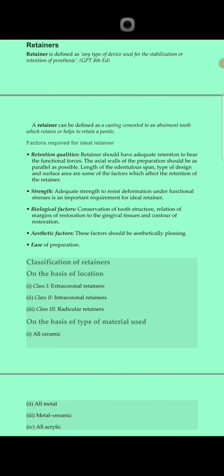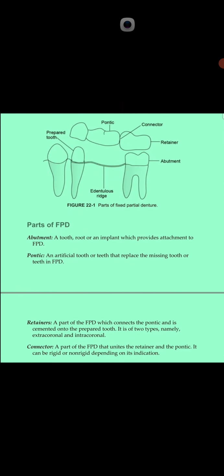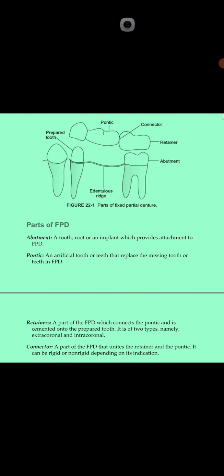What are retainers? We can define the retainer in two ways. Number one, a retainer is defined as any type of device used for stabilization or retention of prostheses. As its name suggests, retainer means it is for retention of prostheses. This is the first definition. Like here, an abutment tooth retainer retains the bridge.